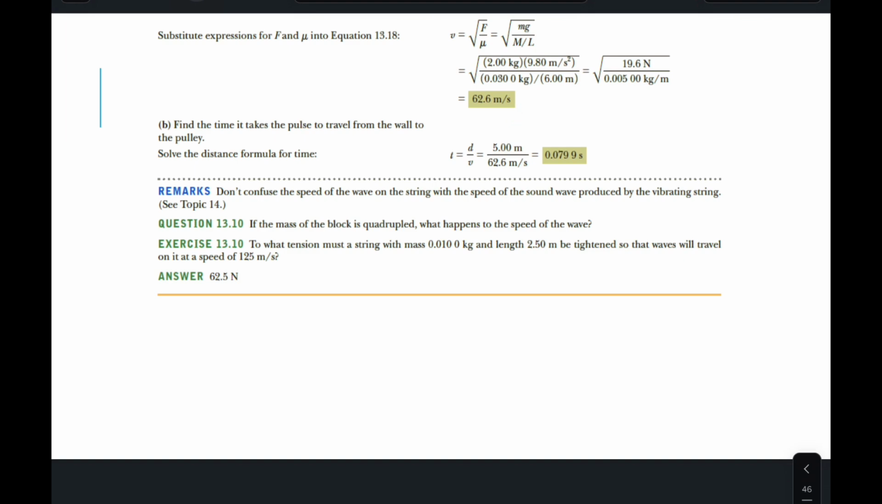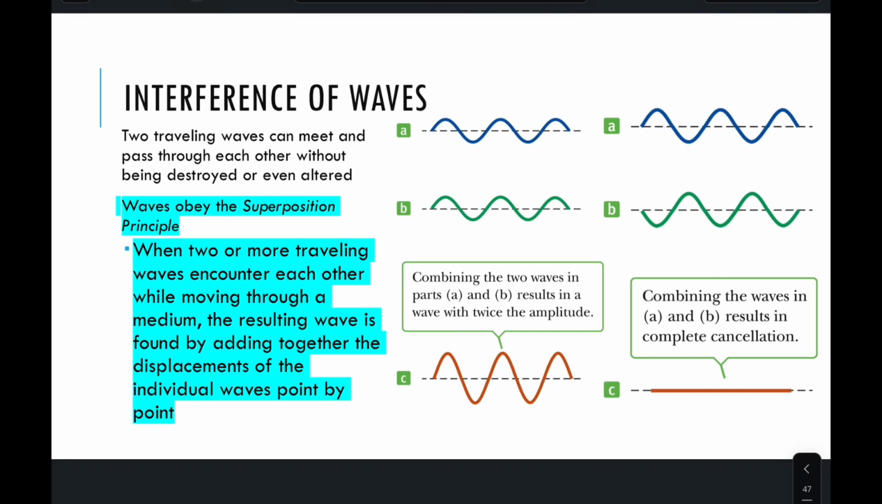Okay, now part B, find the time it takes the pulse to travel from the wall to the pulley. So the effective length is actually 5 meters, not 6, okay? Because it is to the pulley only. Alright, so exercise 13.10, do it as your homework. We shall discuss this during our face-to-face session.